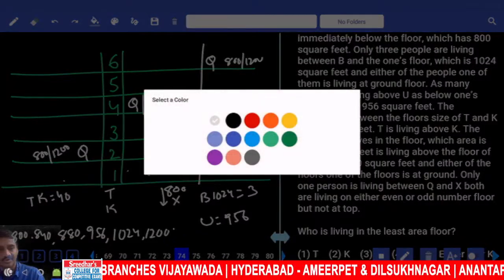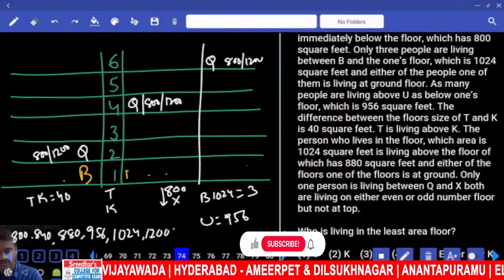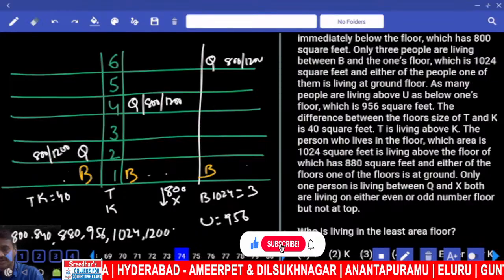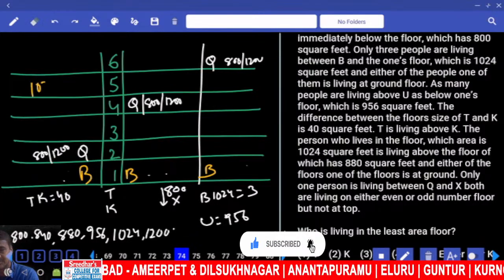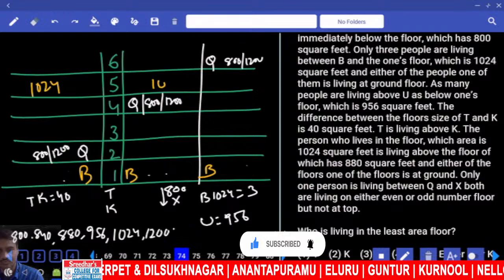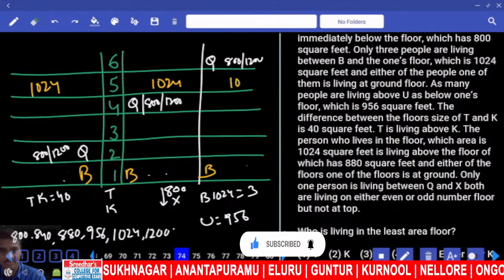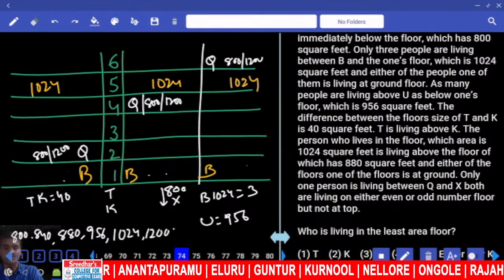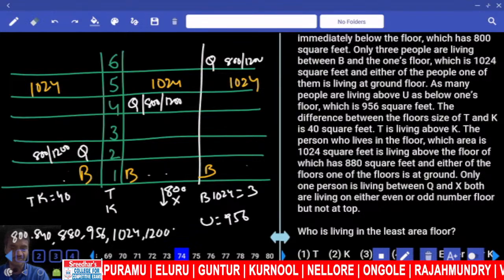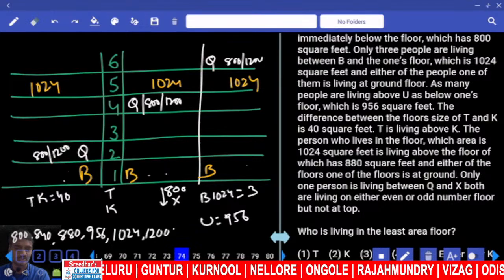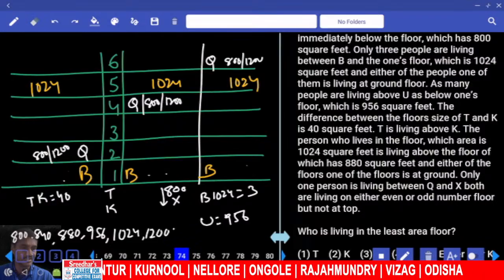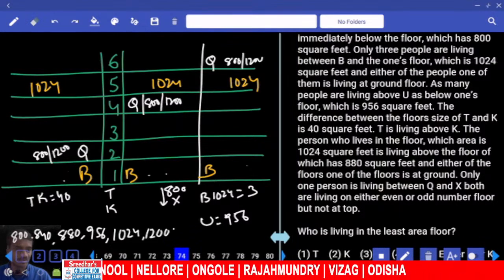Fixed. Now we are starting from here. B is on the ground, and 1024 must be on the fifth floor, because between B and 1024 there must be exactly 3 floors. Then between 1024 and B there must be exactly 2 floors. And T is living above whom? T is living above K.